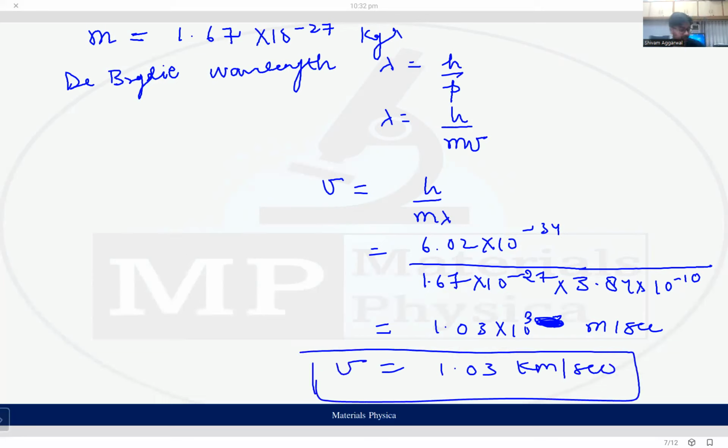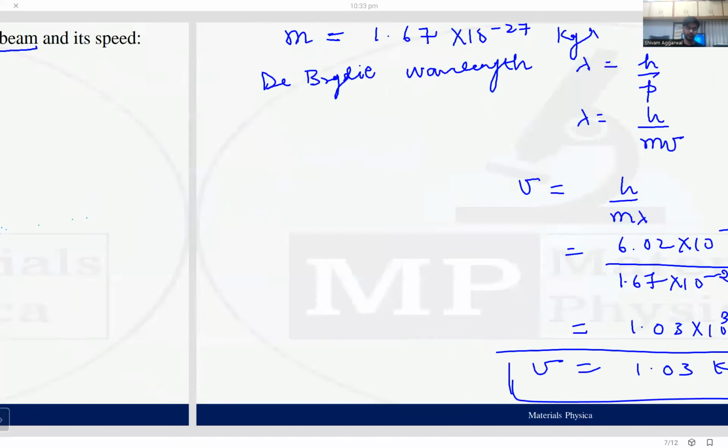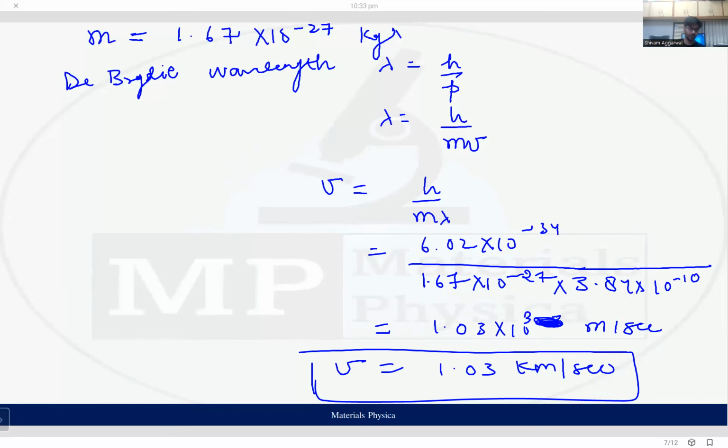So here we solved both parts of this question. The first one is the wavelength of the neutron beam, and the second one is its speed. The speed of this neutron beam is 1.03 kilometer per second, and the wavelength of the neutron beam is 3.84 angstrom. Now let us move to the next question.